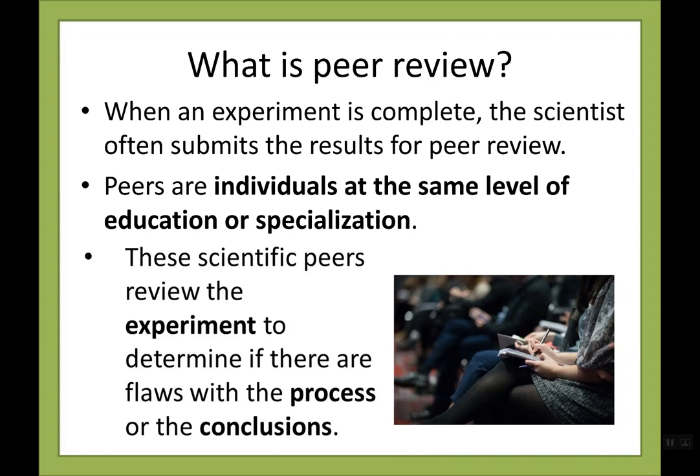So for you guys in this class, your peers are your classmates, because we're all at the same level. We're all at the high school level and performing that level of experiments. So we will do peer reviews in this class where your classmates are checking your work. So the peers will review the experiment and determine if there are flaws in the process or flaws in the conclusion.